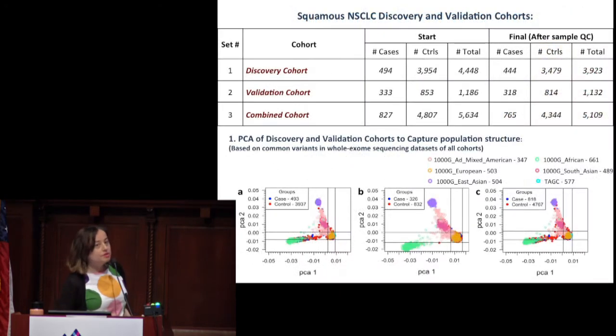So in our study, first we looked at squamous lung cancer cases, and for this we used the computational pipelines of Mount Sinai, looking at several thousand controls with hundreds of cases in our discovery and validation cohorts. And when we look at these individuals, we saw that individuals in our cohort were mostly of European ancestry, even though we had from Asian to African ancestry.